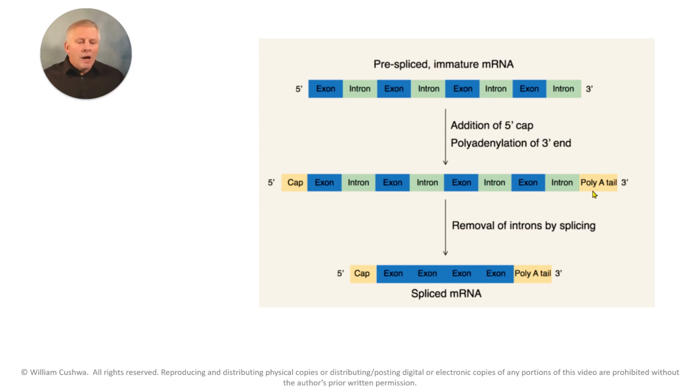The 3' poly-A tail also has several important functions. First, it participates in ending or terminating the process of transcription. Second, it also participates in transporting the mRNA out of the nucleus and into the cytoplasm. Third, it also helps protect the mRNA from degradation by enzymes.